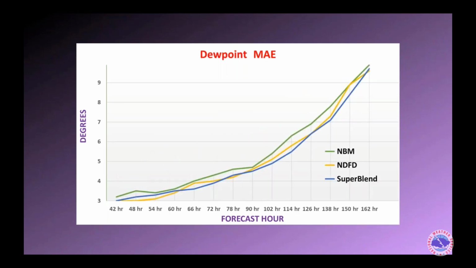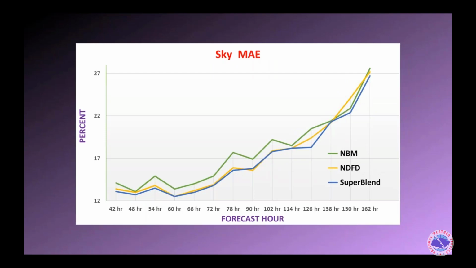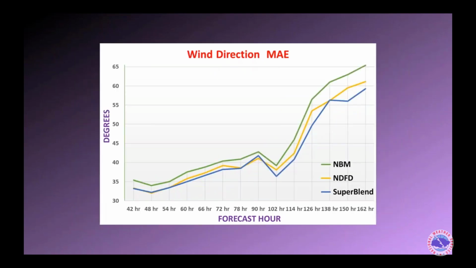Dew point as well. Super blend and NDFD performing well, basically below the green line the entire time. Sky, similar situation here. Not much to add really. Wind direction, what we saw with the conshort again. Wind directions are better with the super blend than with the NBM, all time ranges again.